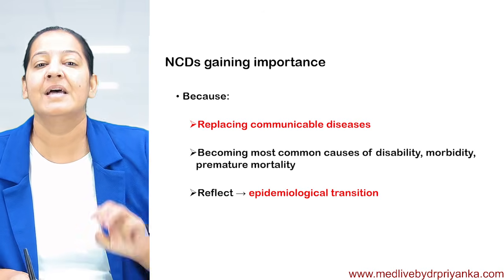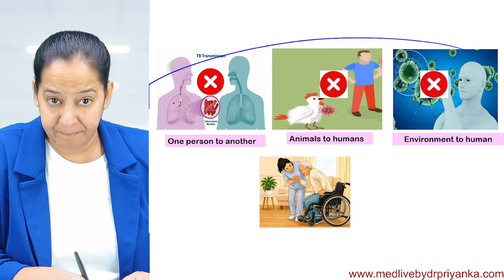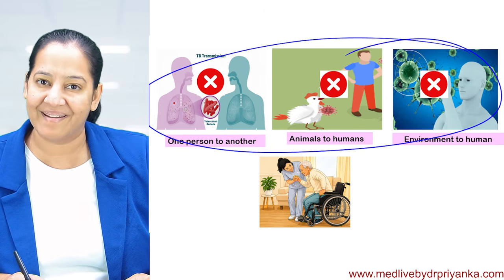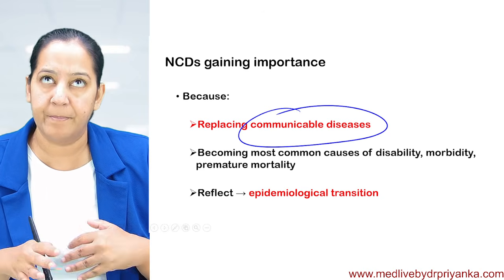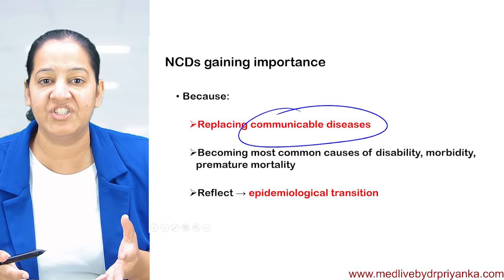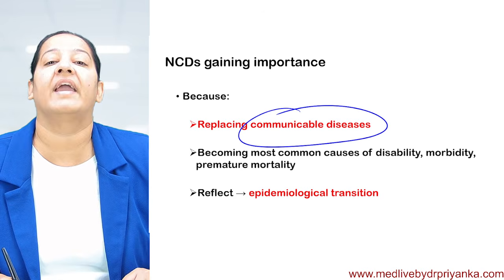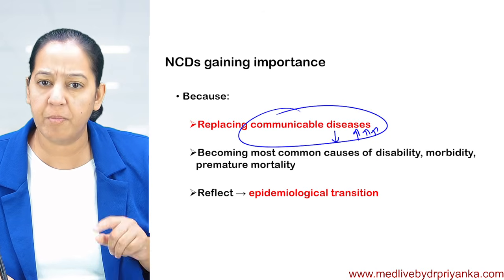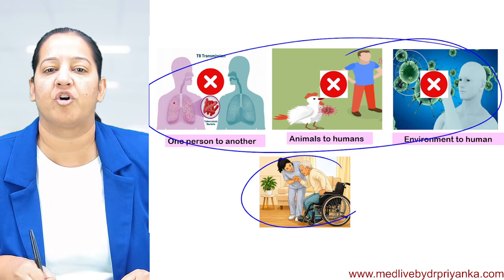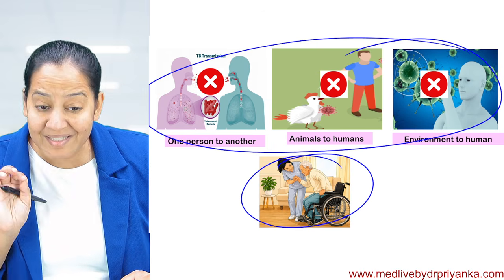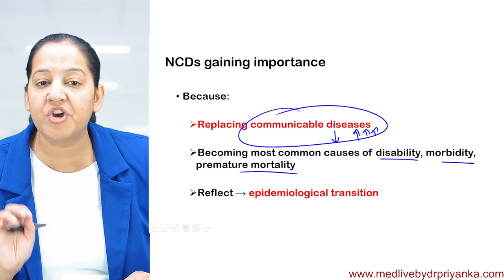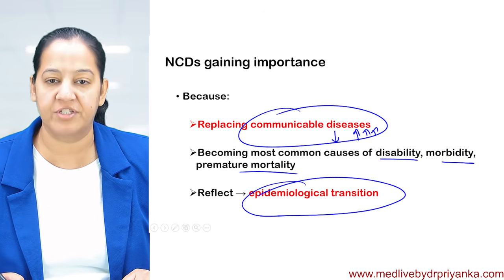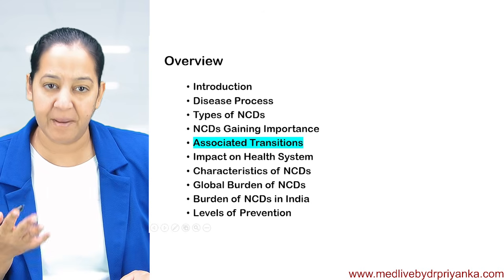There are 3 reasons. Nowadays they are replacing the communicable diseases. Previously, communicable diseases were the main concern for mankind. But nowadays, because of improved sanitation and hygiene, the communicable diseases decline, but the non-communicable diseases are increasing in trend. They are becoming the most common cause of disability, morbidity, and premature mortality. And they are undergoing epidemiological transition. Because of this, the NCDs are gaining importance nowadays.